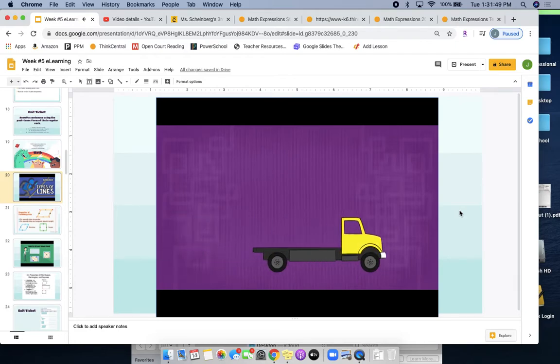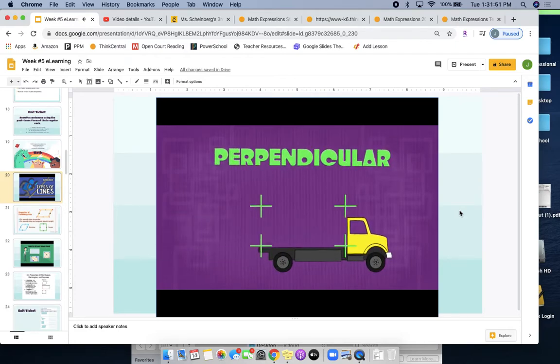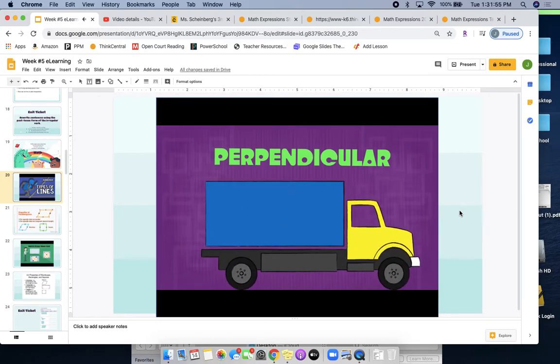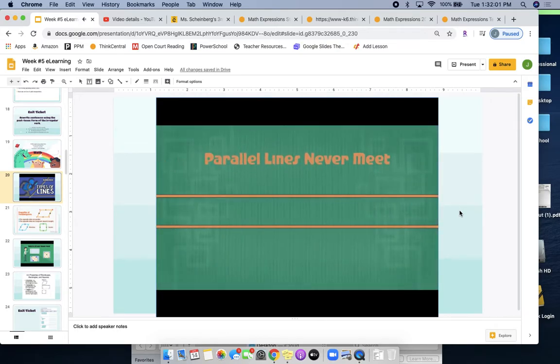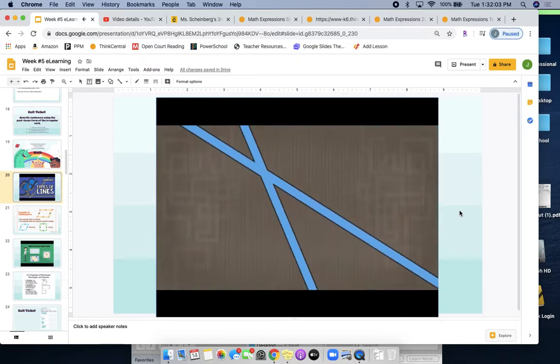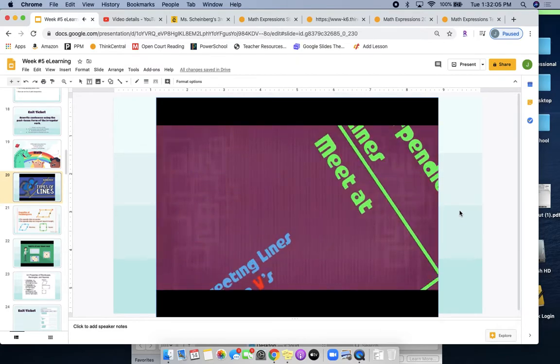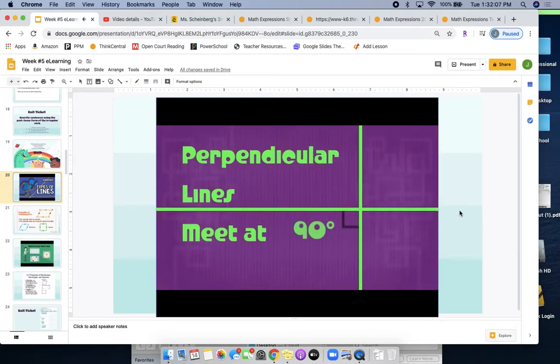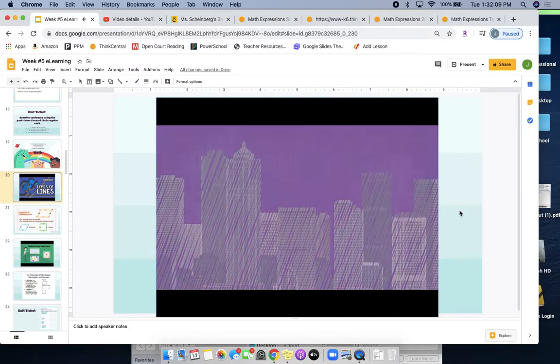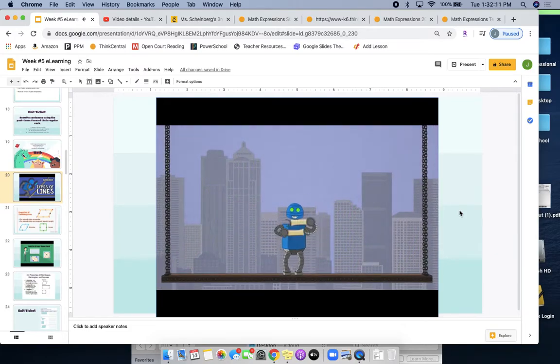You find lines that are perpendicular on a rectangle's perimeter. Or let's break it down even simpler. They make right angles in particular. Parallel lines never meet. Intersecting lines make these. Perpendicular lines meet at 90 degrees. Put your hands in the air with me. Parallel, intersecting, perpendicular, they're rectangular.